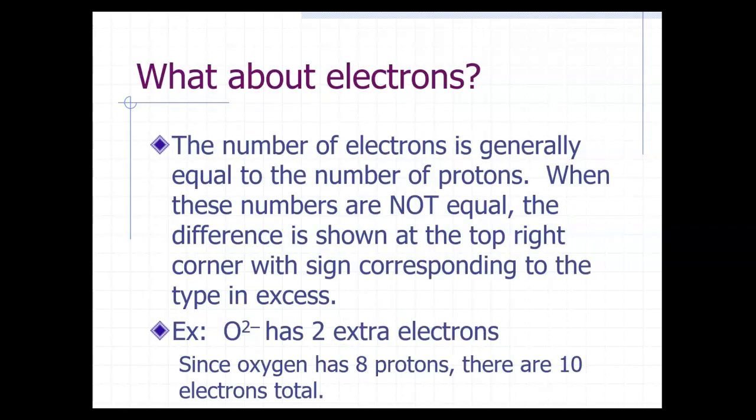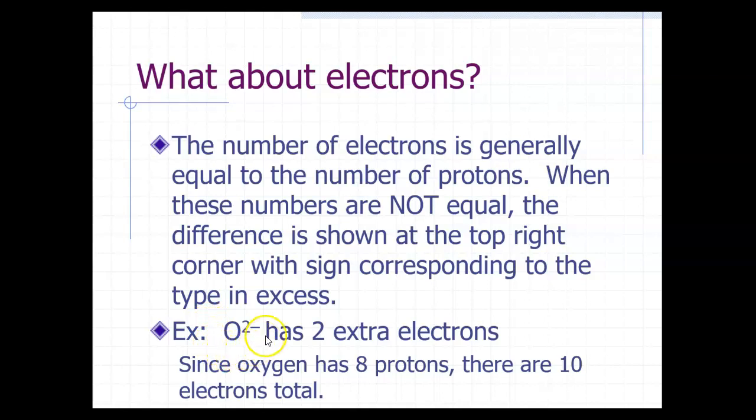Now, a nuclide symbol or an isotope symbol may also indicate a charge. The number of electrons in a neutral atom is going to be equal to the number of protons, but they don't have to be equal. You can have an atom that has fewer electrons than protons, and you can have an atom that has more electrons than protons. When those two things are not equal, we indicate the difference by showing the charge in the upper right-hand corner. So this oxygen atom has a charge of -2. Because electrons are negatively charged, that means it has 2 extra electrons.